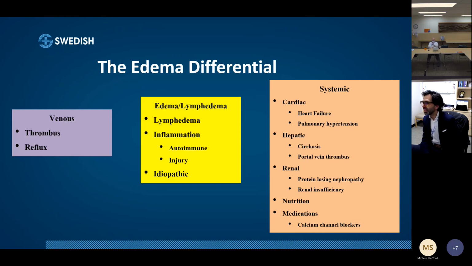And then systemic causes, cardiac, heart failure is probably, again, number one. You can also see pulmonary hypertension. Both can be diagnosed with an echocardiogram.